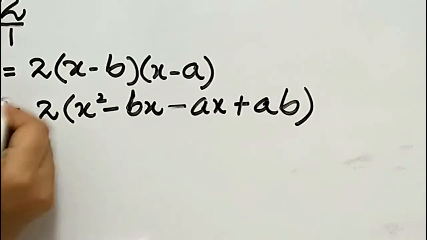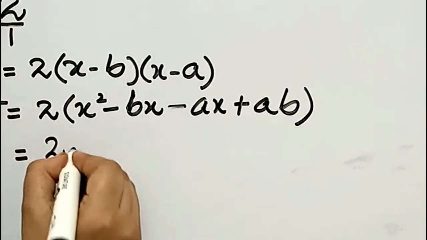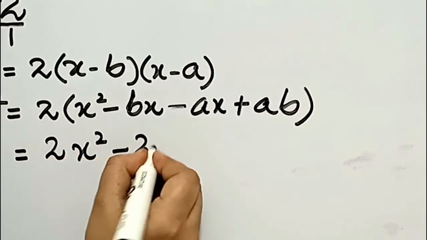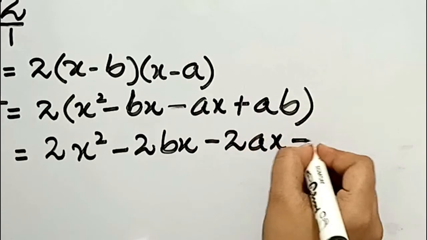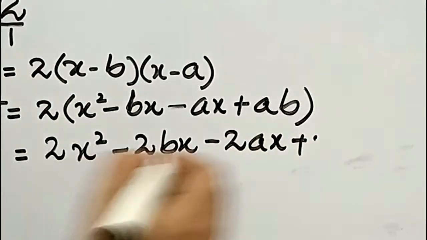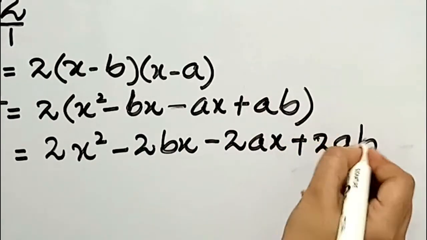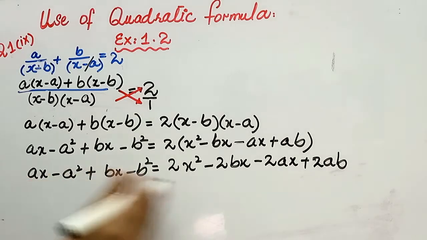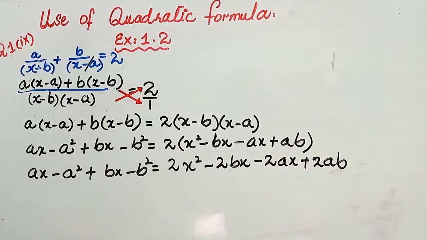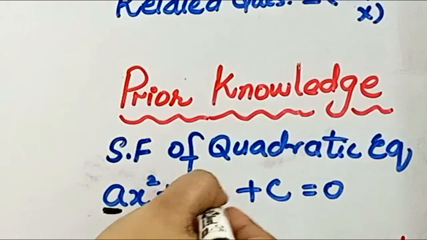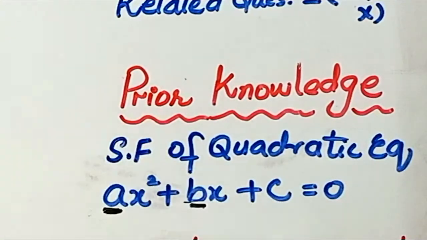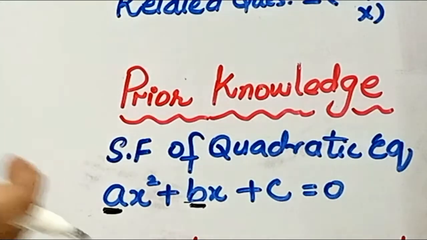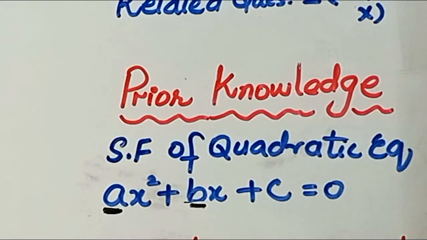When it will be multiplied by 2, it will be 2x square minus 2bx minus 2ax plus 2ab will come over. Now let's join these both two. Coefficient with x square, coefficient with x and the constant term. We have to make this whole expression into the standard form of the quadratic equation. Fine.